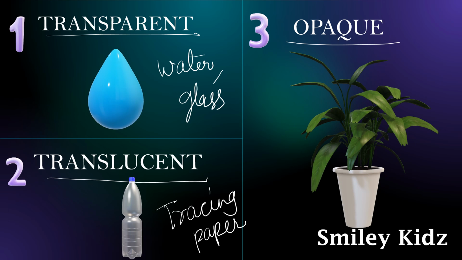Then we have opaque objects. The substances which do not pass light at all through them are called opaque objects. Example, stone, wood, the plant you see on the screen, etc.